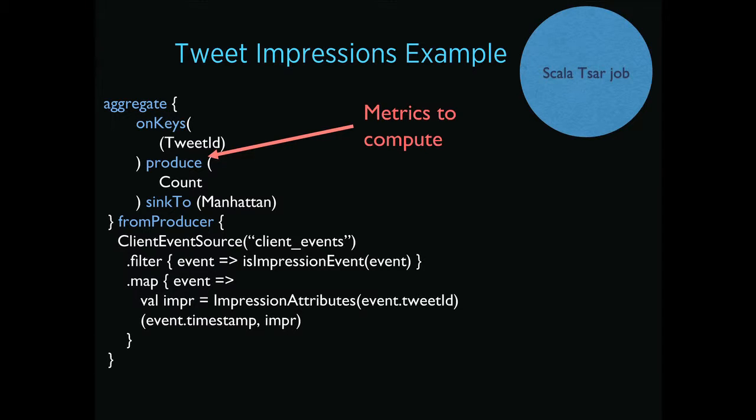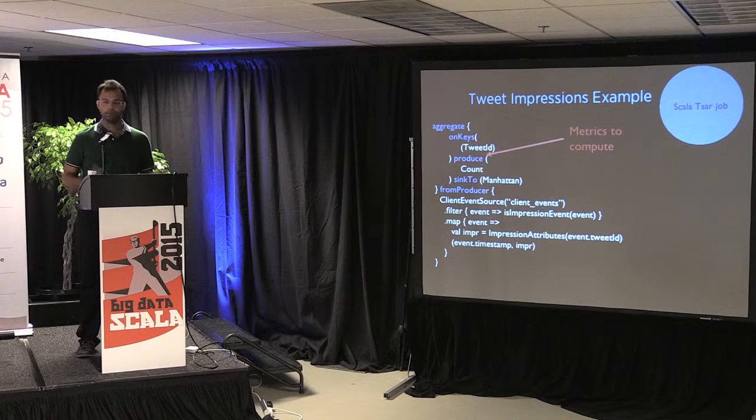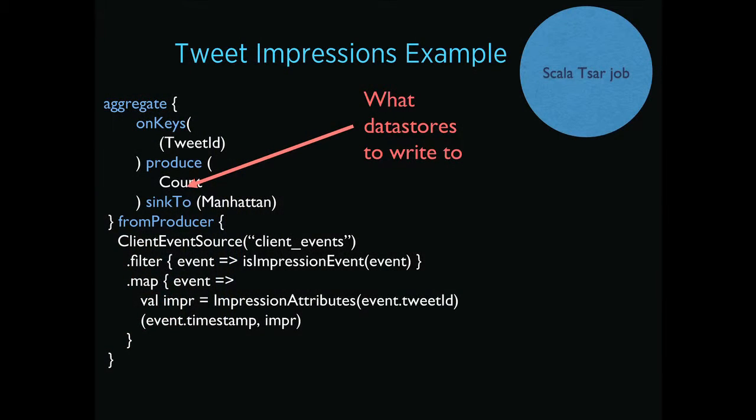You want to produce some metric, which in this case would be a count. You want to produce a count of the number of people who have impressed this tweet ID. Other metrics that you could have here might be a unique computation, a ranking, a standard deviation, a mean. You could have different kinds of metrics that all ship out of the box within the SAR framework.